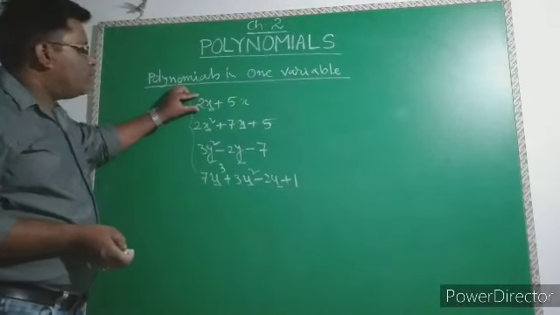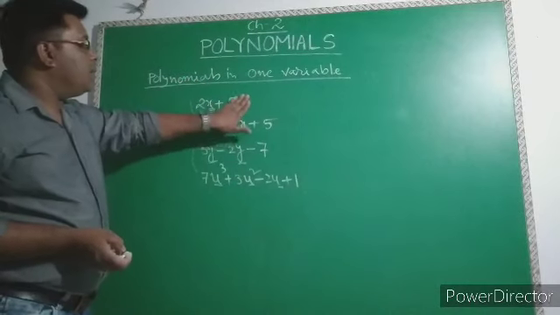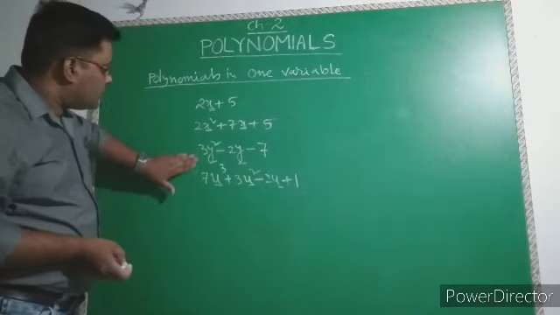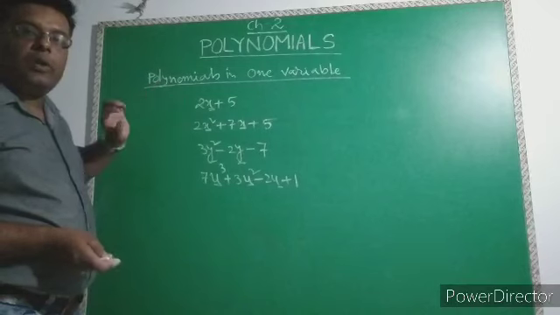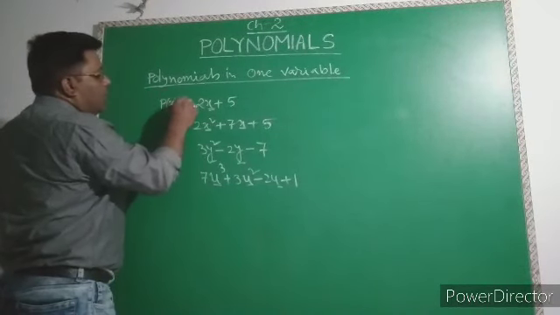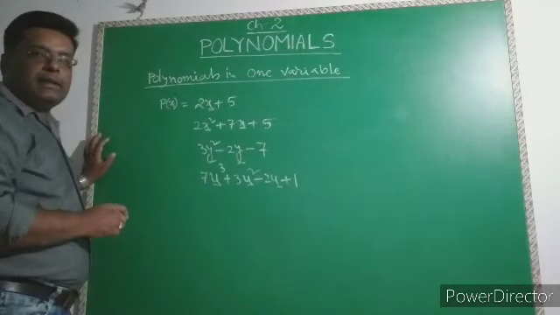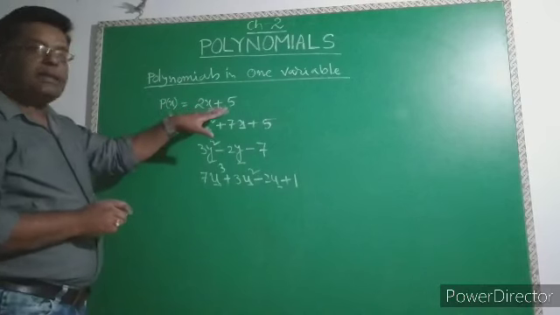And this is a polynomial because the power of x is 1, and 1 is a whole number, and we denote this polynomial like this. Suppose p of x, that is, p of x is a polynomial of x. You can write p(x) equal to 2x plus 5.